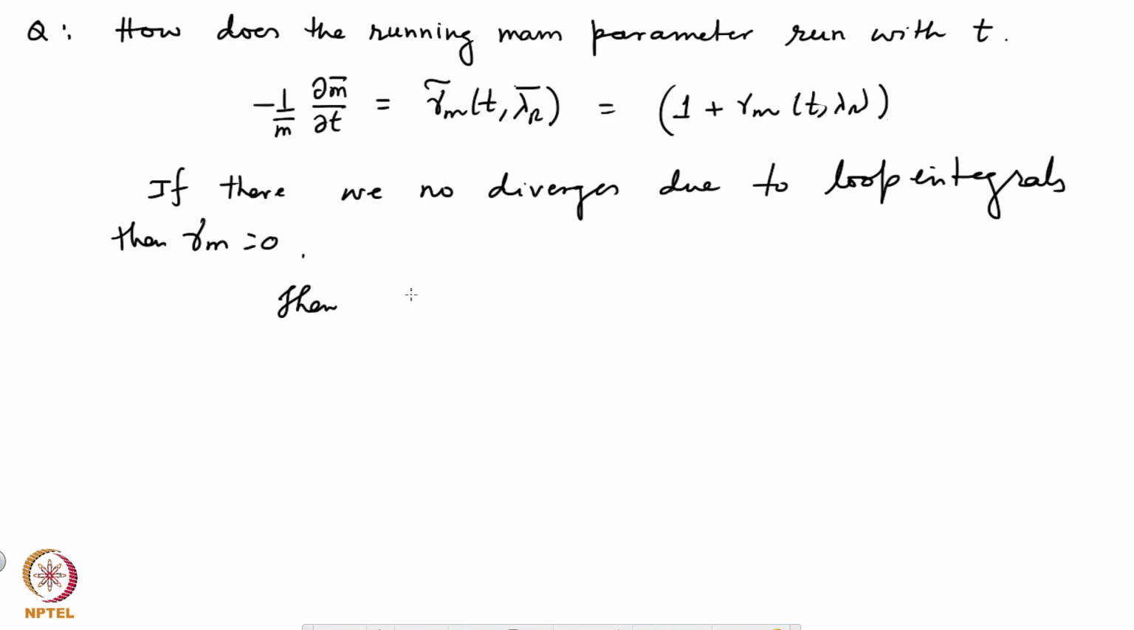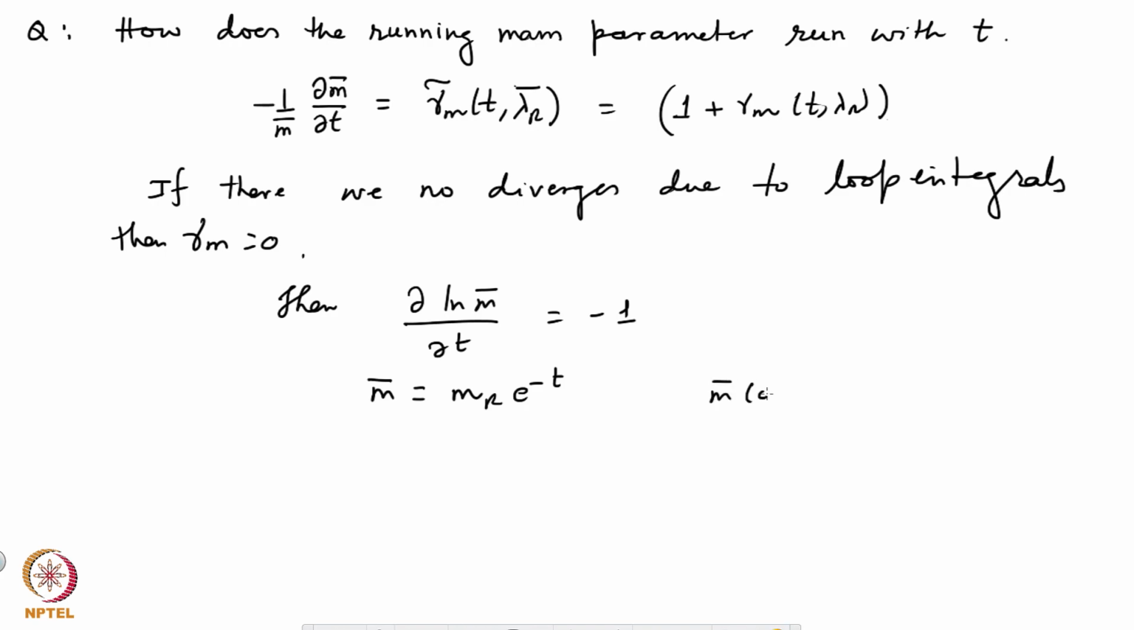In that case, ∂ log m̄ over ∂t will be -1. Here γ_m is 0, so you have 1; taking that minus sign to the other side gives you a -1, and 1 over m̄ ∂m̄ is ∂ of log m̄. That's what I have done here. Now you can integrate this and you get m̄ is equal to m_R e^(-t).